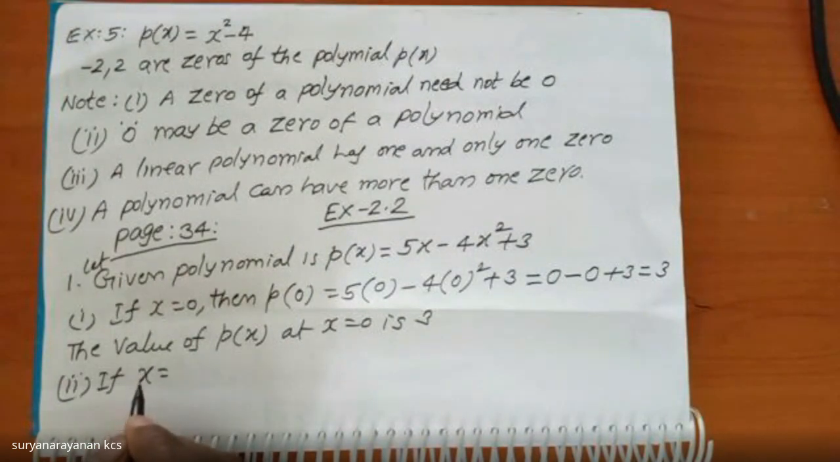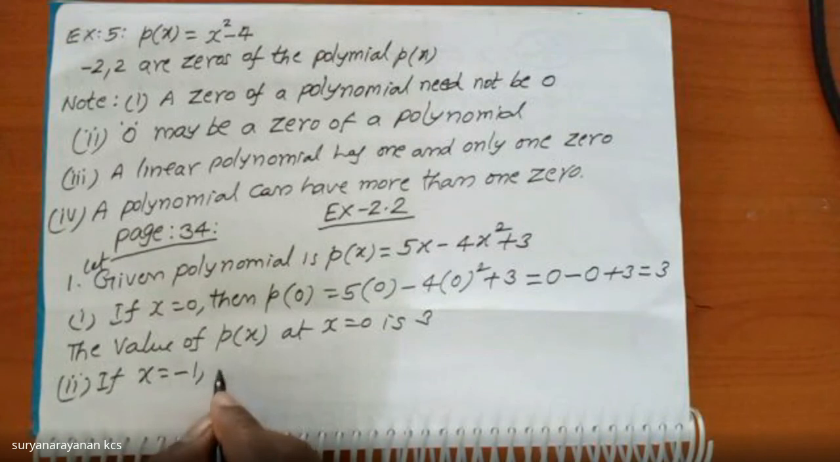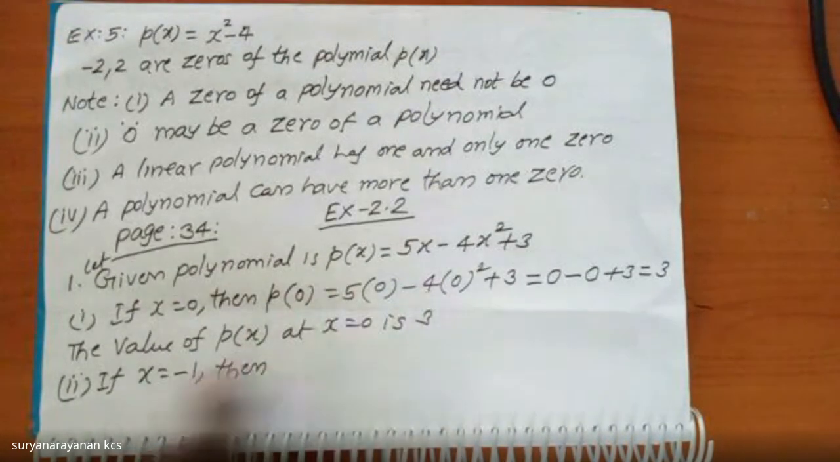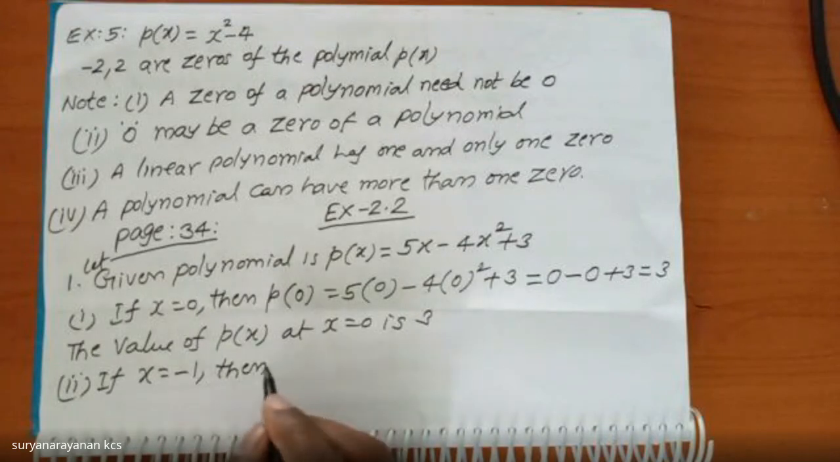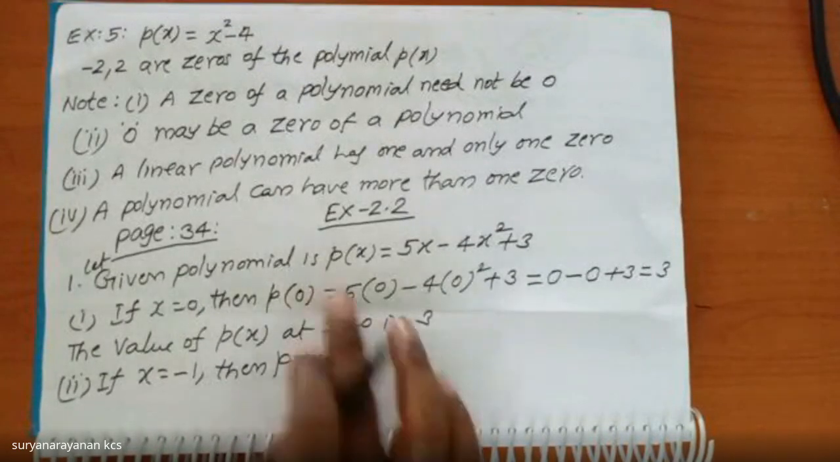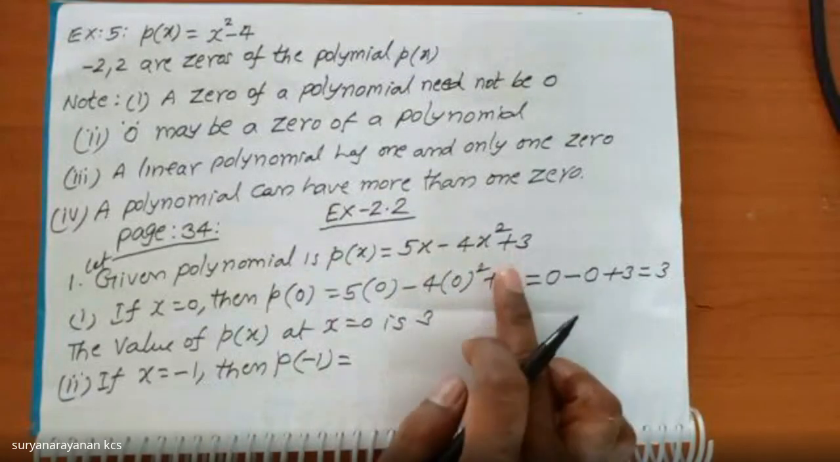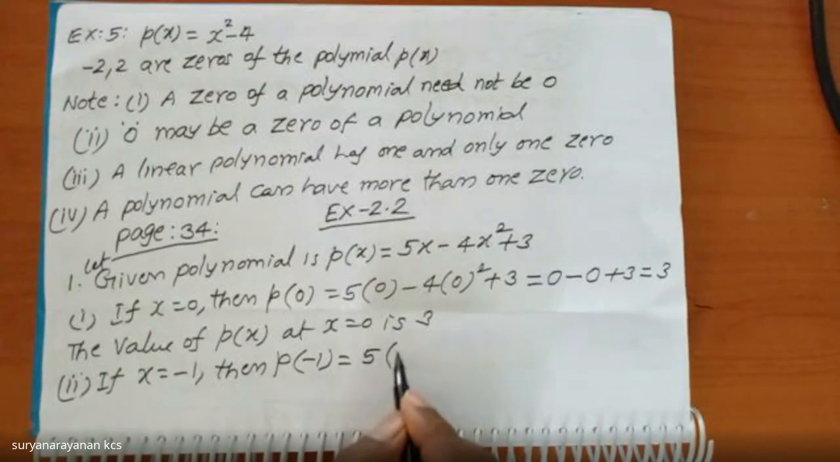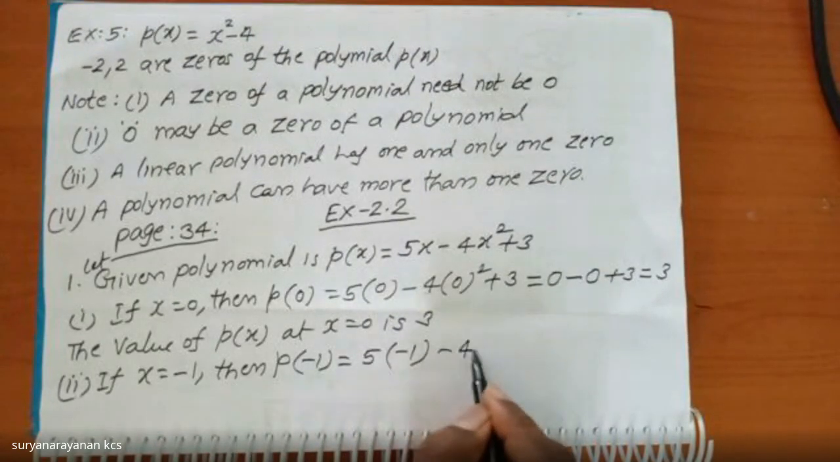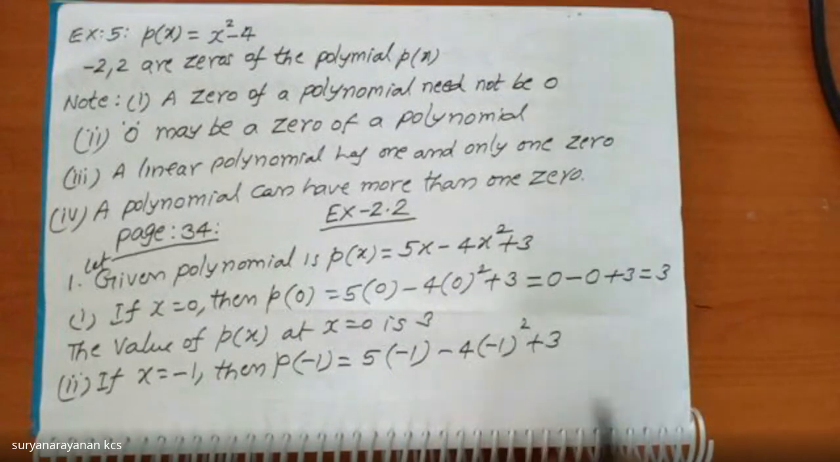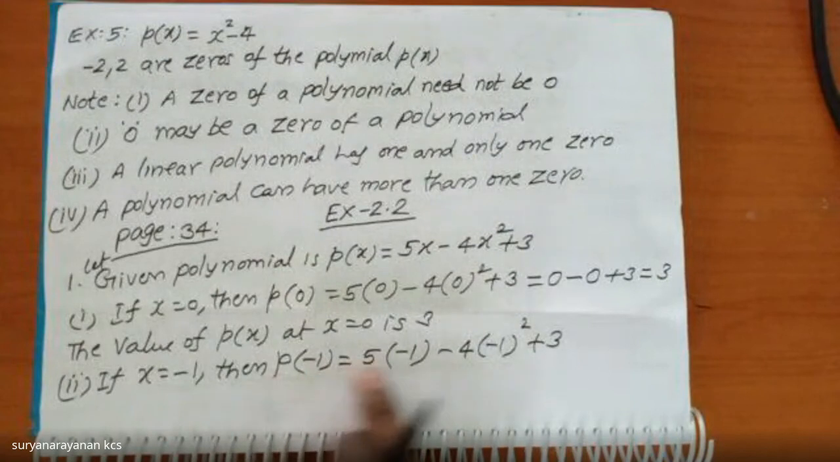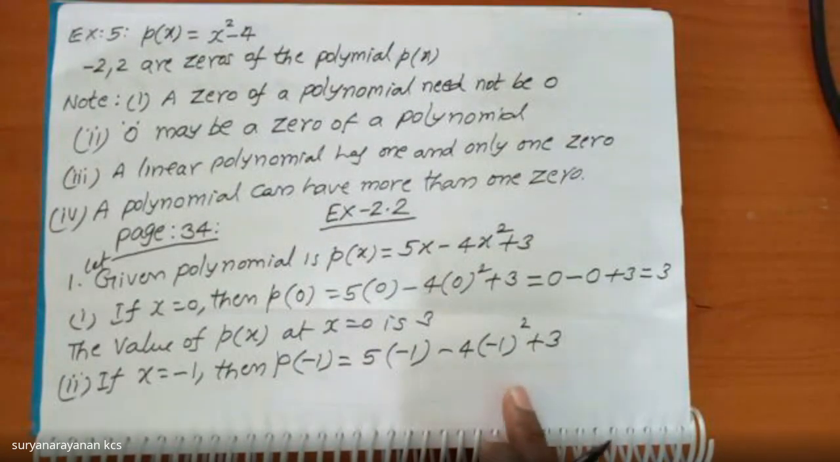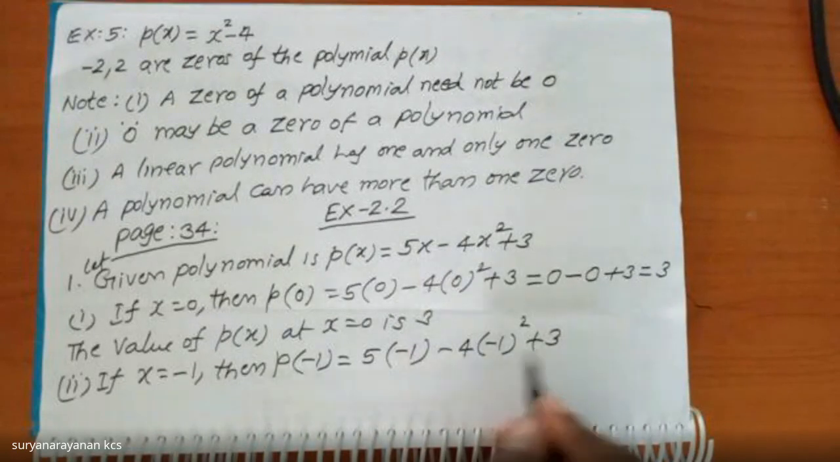Next he asked, when x is equal to minus 1, we follow the same steps. Numerical values are changed. If you understand the steps, this is very easy. Tell me, what will you get? In this polynomial, substitute minus 1 in the place of x. So P of minus 1 is equal to 5 into minus 1 minus 4 into minus 1 whole square plus 3. Okay, understood this step? Understood, sir.